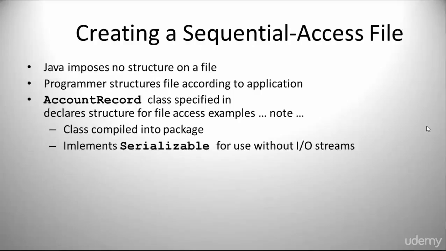Creating a sequential access file. Java imposes no structure on a file. The programmer structures the file according to the application. AccountRecord is a class specified that declares the structure for file access examples, such as a node. The class can be compiled into a package, and it implements Serializable for use with I/O streams.